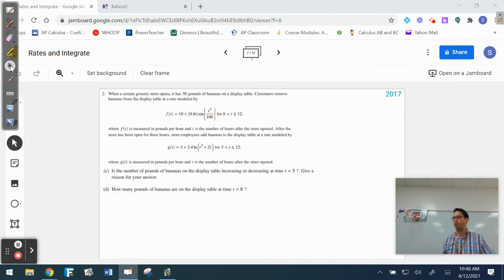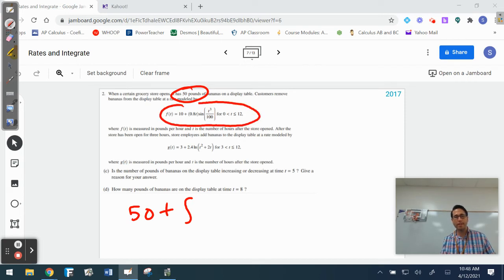All right, now part D is the big bad boy, right? How many pounds of bananas are on the table? Well, it said that, is it up here? Yes, it is. It says that there's 50 pounds to start with. So here we go. Plus, so I don't even have to do a min or max for this problem. I just have to make sure I account for the amount of bananas.